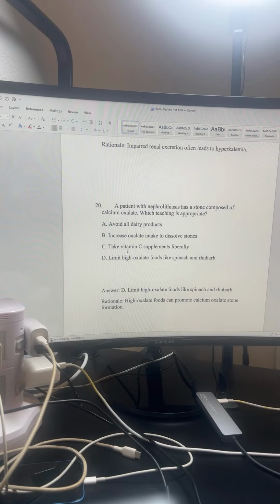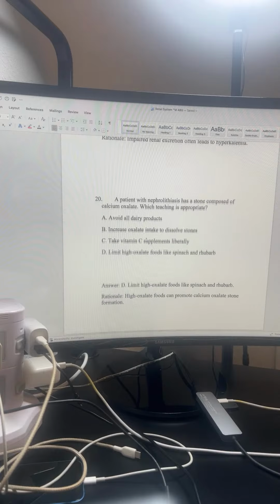Because high oxalate foods can promote calcium oxalate stone formation. That's why it's very important, when you have a patient with a kidney stone, to give them a little strainer or mesh to collect those stones, because you can get them tested. From there you'll be able to tell how to manage their diet, what they're supposed to be avoiding, because this is what their stones are predominantly made up of. All right.